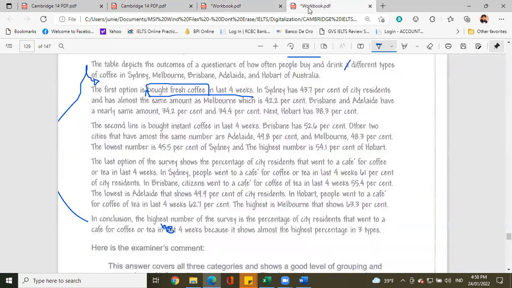So, that's wrong. Okay. In Sydney, there's a better way of saying it. It's like Sydney is the one drinking, buying. Sydney has 43.7% of city residents and has almost the same amount as Melbourne, which is 42.2%. This was asked in the British Council webinar. By the way, our next webinar with the British Council is on Wednesday, don't forget. You can spell it that way or spell it together. It doesn't matter.